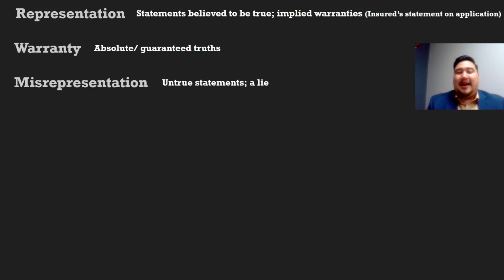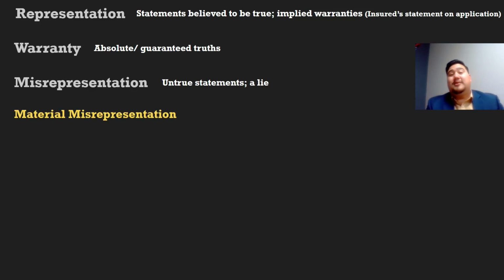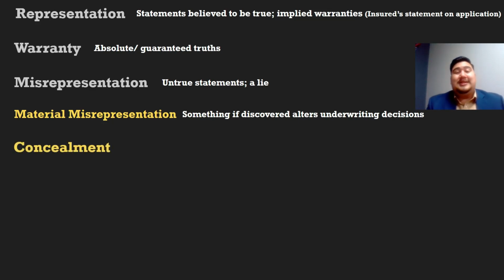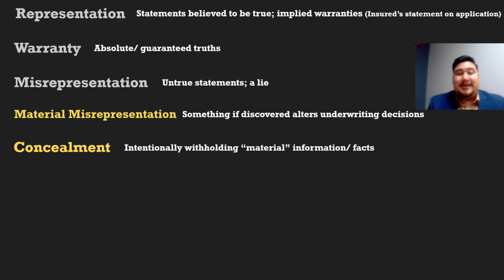So when you lie on the application, that's a misrepresentation. Then we have the word material misrepresentation. Notice, folks, it's in gold, so it is important. A material misrepresentation is when a lie is so severe, it will actually cause the company to change their underwriting process. So, again, at the end, I'll be able to kind of go more into detail. And the next word that has a similar definition is the word concealment. It's when you're intentionally withholding material information or facts.